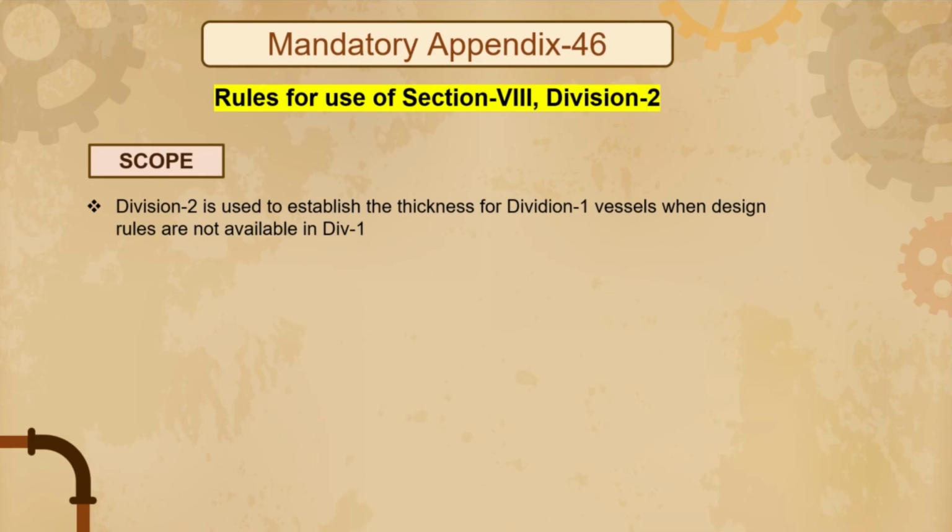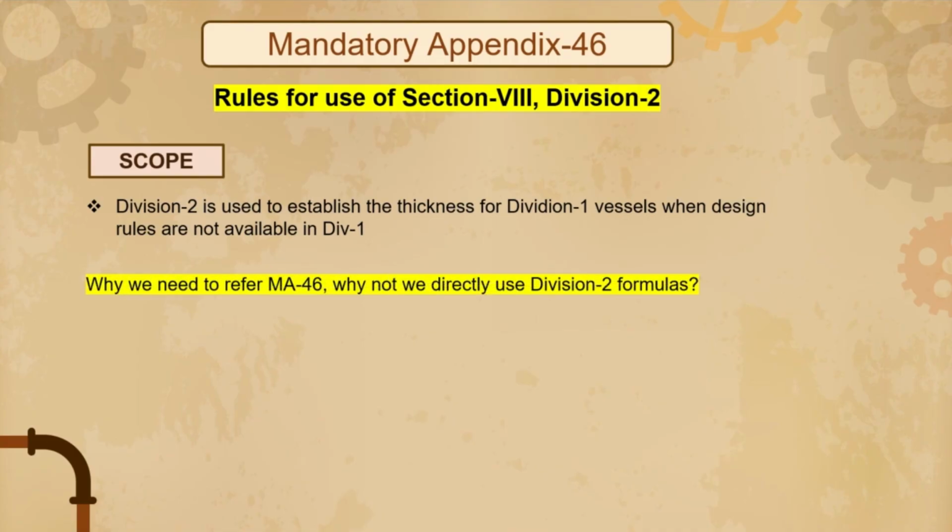But my question is, why do we need to refer to Mandatory Appendix 46? Why not directly use Division 2 formulas, guys? Why is the code saying that first you go to the U-2(g) clause, then refer to Mandatory Appendix 46? So why do we need to refer to the mandatory appendix?